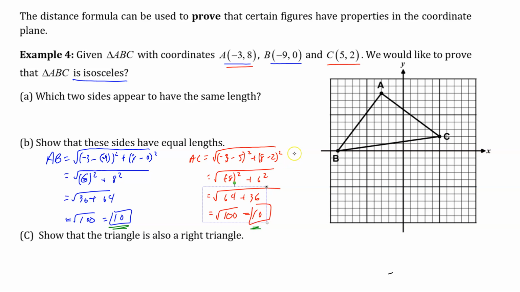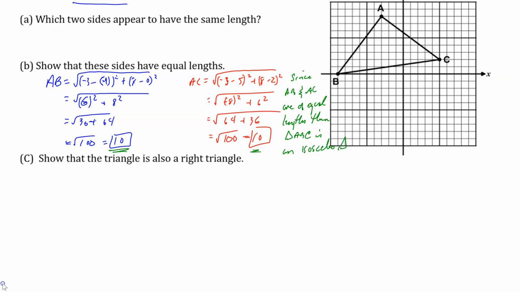So we could say a conclusion here is: since AB and AC are of equal lengths, then triangle ABC is an isosceles triangle. All right, that kind of wraps everything up for that information. Again, if I didn't get those two, I would have checked BC, but in order for it to be isosceles, I only need 2, so I can stop here.